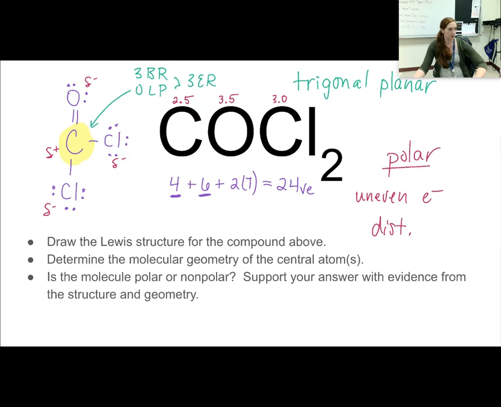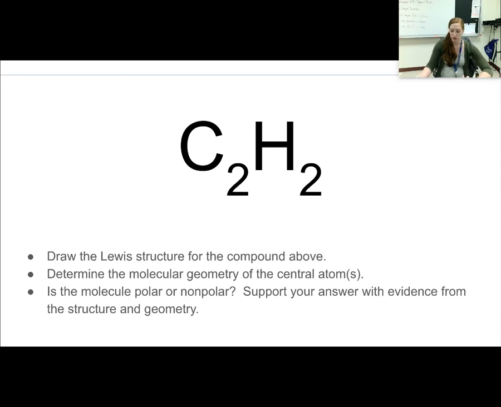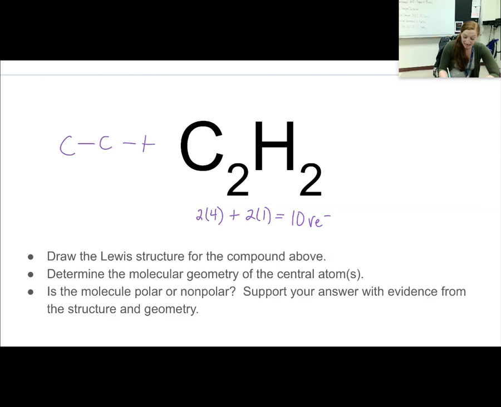Let's see here. What are we on? Number 4? C2H2. This is acetylene, though you really don't need to know what the name of this is. We've got 2 carbons at 4 electrons apiece. We've got 2 hydrogens at 1 electron apiece, which means I've got a total of 10 valence electrons to use. Carbons have to go in the center. Hydrogens have to go on the outside. That's a total of 6 electrons so far.